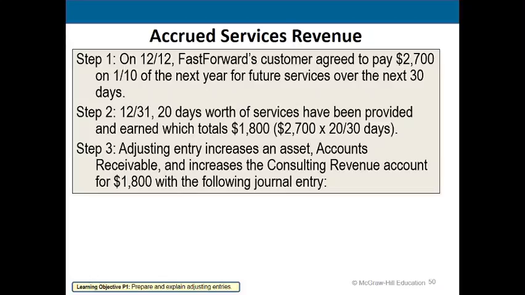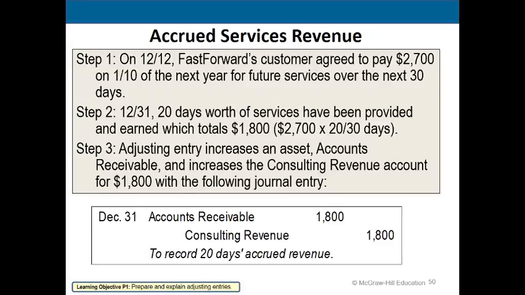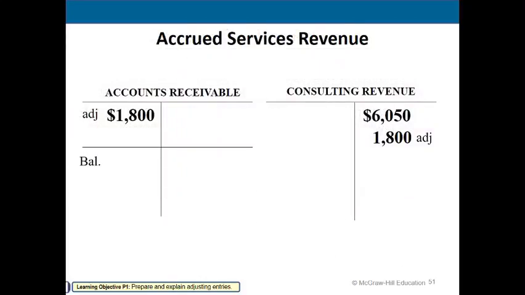As of 12/31, year end, 20 days' worth of services have been provided and earned, which totals $1,800. And so they need to make an adjusting entry to increase two accounts: debit accounts receivable for $1,800 and credit consulting revenue for $1,800. By doing so, you increase an asset account and you increase a revenue account.